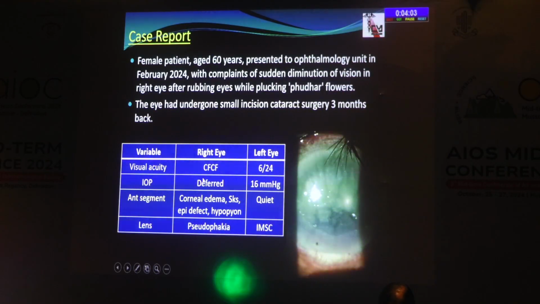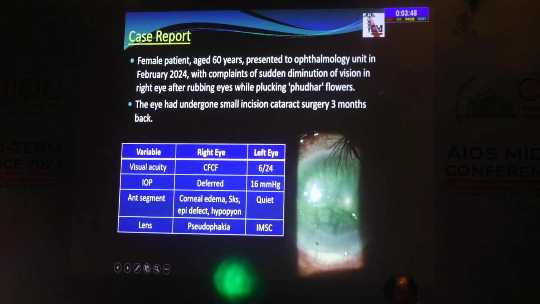The right eye vision was counting fingers close to face. Anterior segment showed corneal edema, SKs, epithelial defect, hypopyon, pseudophakia. Only 3 months back the surgery had happened. Left eye was 6/24 because of immature senile cataract, with pressure 16 mm Hg, and it was quiet.